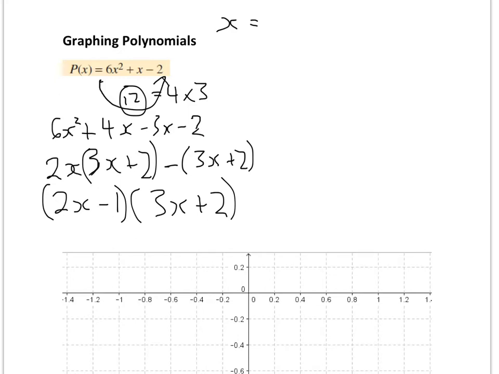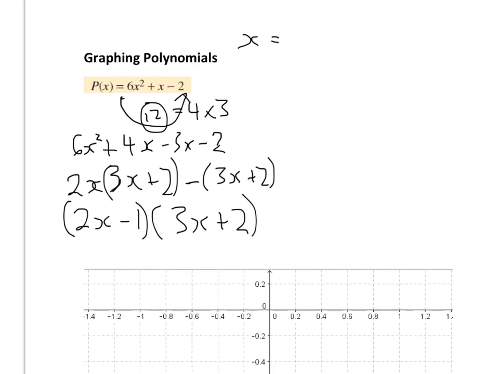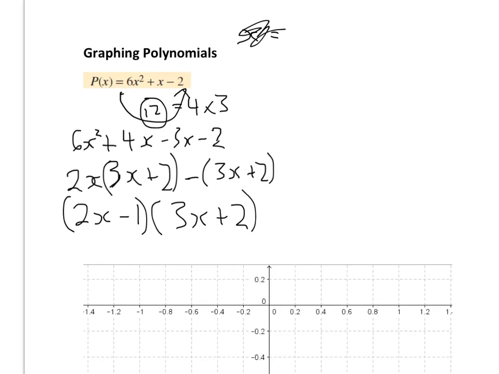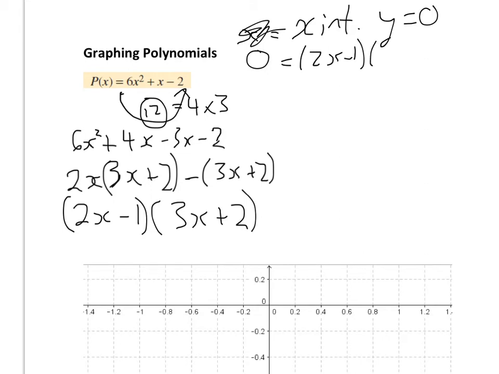So I'm finding the x-intercept. Now the x-intercept occurs when y is equal to 0. Now I don't have a y, but I told you before that p of x is exactly the same as y, so I've already factorised the polynomial. So when 2x minus 1, bracket, 3x plus 2, close bracket, equals 0, there are only a few ways that we can get this whole thing equaling 0. Remember guys, if one of these is equal to 0, the whole thing's equal to 0.